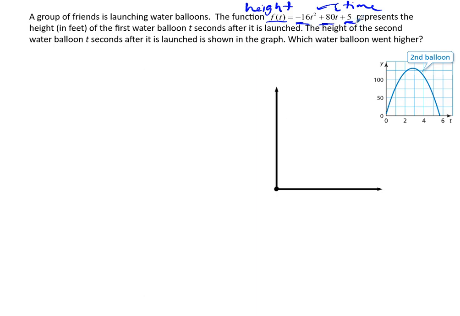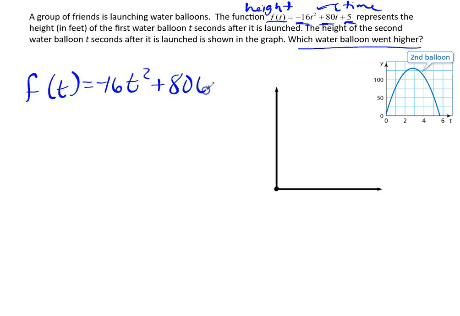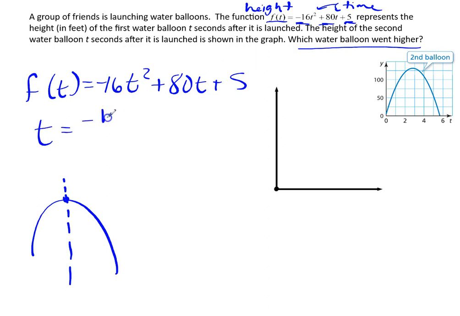Now, we want to know which water balloon went higher, so we need to know the maximum height for f of t equals negative 16t squared plus 80t plus 5. We know that if the water balloon went up and came down, its maximum height is the same as its vertex. So we're going to find the axis of symmetry first by doing t equals negative b over 2a.